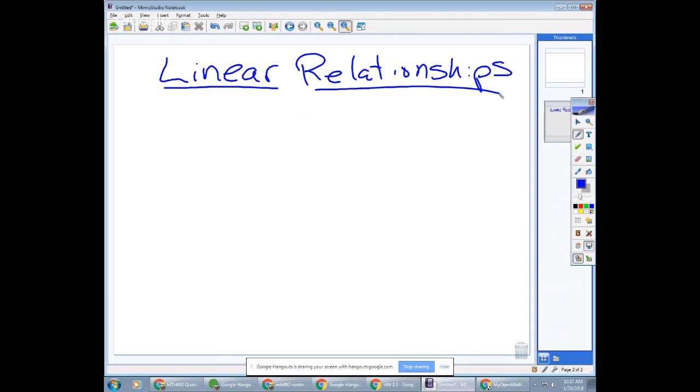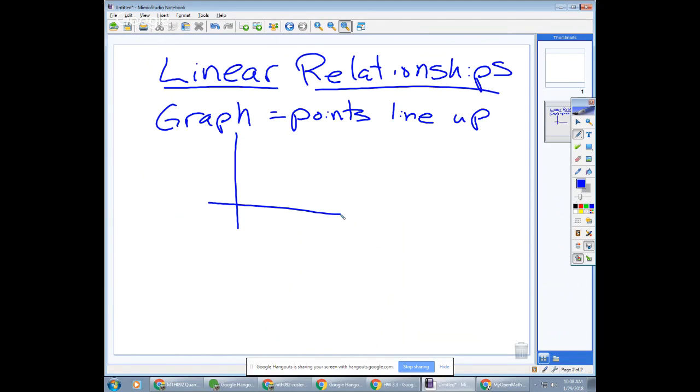So linear relationships, there's a few different ways to think about it. One way is on a graph, points line up. So once we have a set of points that line up, with a computer or by hand, we can connect those dots and then try and find an equation for that.